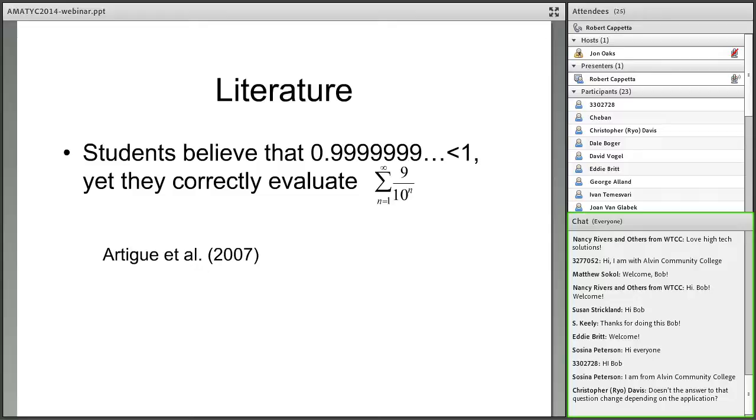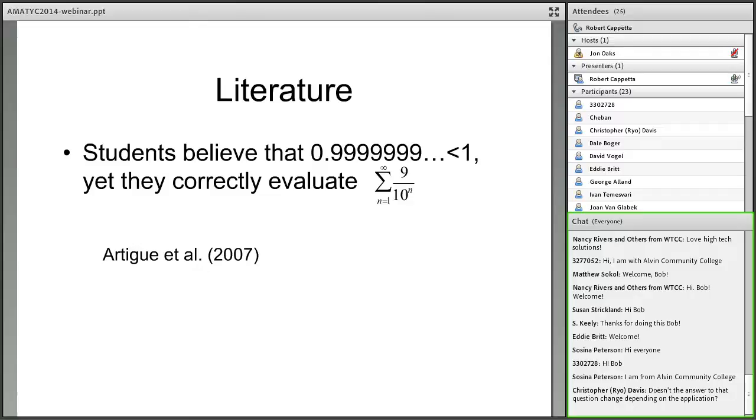This is something to think about. You can ask students about the 0.99 question, and many students will say 0.99 repeating is less than 1. However, if you give them the infinite geometric series, they will say that it equals 1. So why does that happen? This should cause some cognitive conflict.